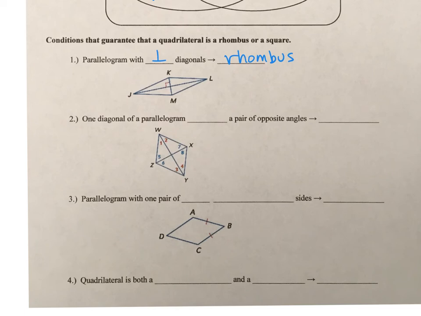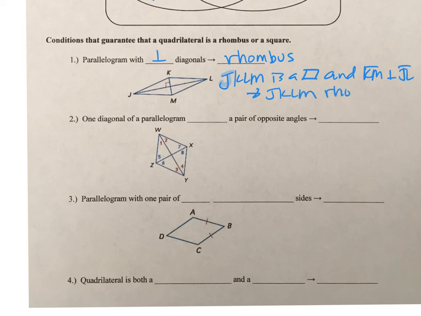So let's go ahead and write that condition in terms of this diagram. So this is a parallelogram. So let's go ahead and assume that JKLM is a parallelogram, and let's assume that it has perpendicular diagonals. So we're also going to assume that KM is perpendicular to JL. Then we can conclude that that parallelogram JKLM has to be a rhombus.